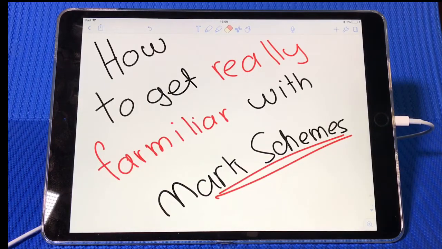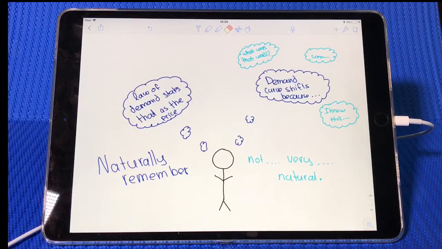I'm going to show you how to get really familiar with the mark schemes really fast by making sure you're getting the most out of each past paper you practice by keeping track of your mistakes. So in every topic, even after studying a lot, there are points that naturally stick to you and there are points which you keep on forgetting.